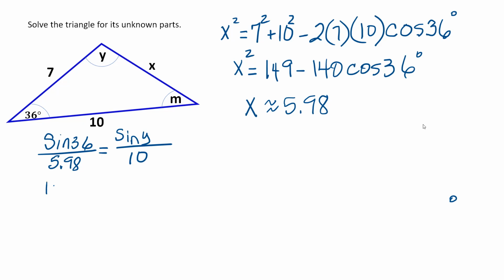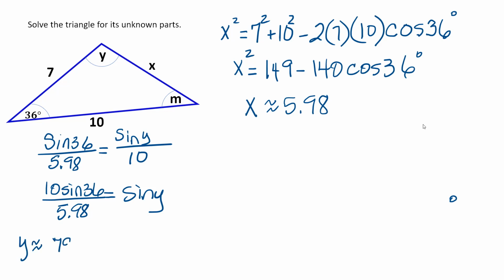If you cross multiply, 10 sine 36 over 5.98 is going to be sine y. So if you punch that into your calculator, 10 times sine 36 over 5.98, take the inverse sine to figure out what y is, and you will get that y is about 79.39.